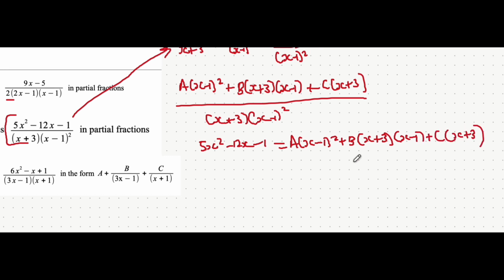Once again, we strategically substitute in values of x to eliminate the terms. So straight off the bat, I can see if we put x equals 1 in, it'll eliminate this term and this term. So let's do that.